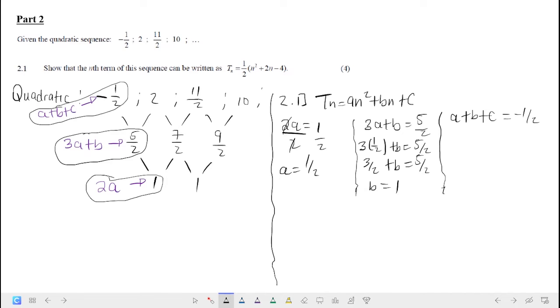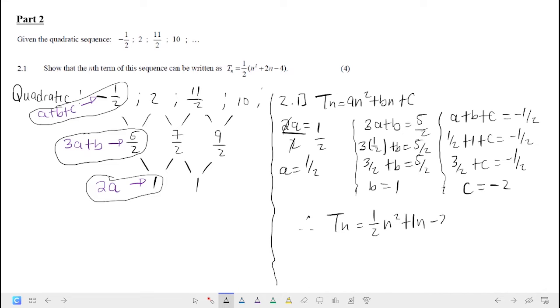Now what about c? For c, we substitute 1 over 2 plus 1 plus c equals minus 1 over 2. This is going to be 3 over 2 plus c equals minus 1 over 2. Taking the 3 over 2 across gives minus half minus 3 over 2, which is going to be minus 2. Now this means Tn is going to be 1 over 2 n squared plus 1n minus 2.